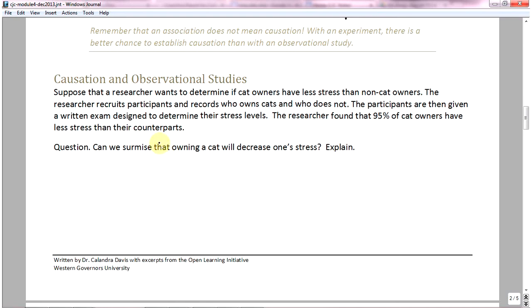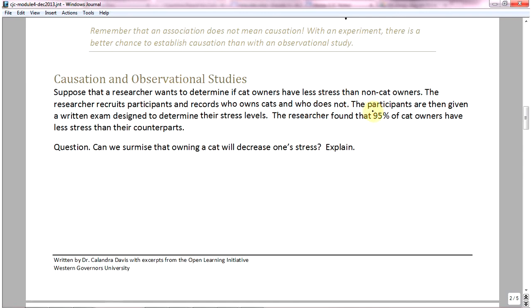Explain. Okay, before we answer that question, I want you to look back at the scenario that we're given and notice that this is an observational study. The researcher recruits participants and records who owns cats and who does not. The researcher does not assign who owns a cat and who does not. So that tells us we're dealing with an observational study.